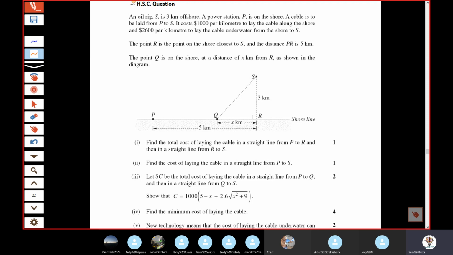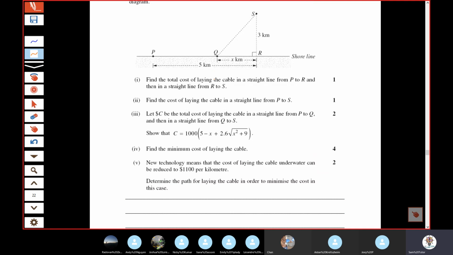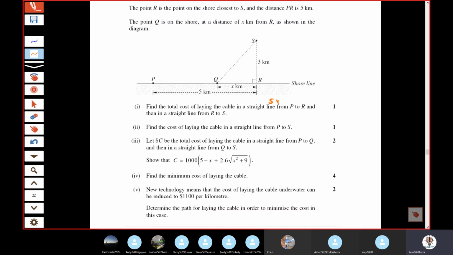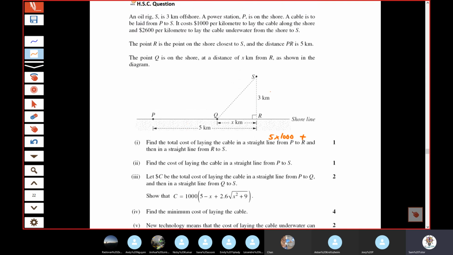So easy for 1 mark. What's the total cost from P to R? 5,000. Yep, 5 times 1,000 plus, obviously, 3 times 2,600, because you're going to the sea. You do some calculation work, and it should give you 12,800. And that wasn't bad for 1 mark.